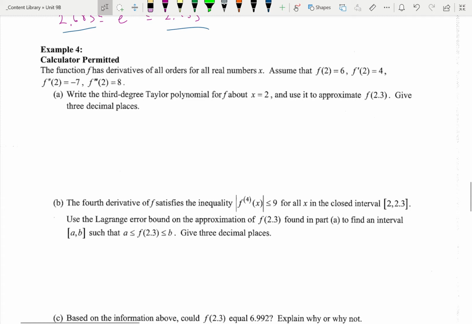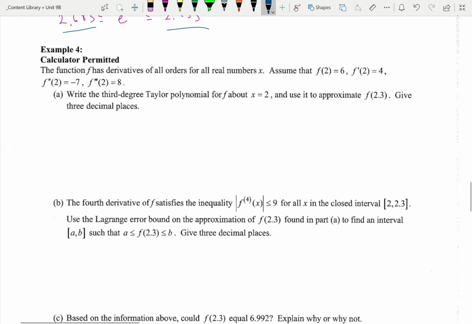Example 4 is a fairly typical sort of question you might see on the AP exam. It gives you a lot of information. In fact, I think it gives you exactly the information you need to answer the questions. Nothing more, nothing less. So it gives you the value of a function at 2, the value of its derivative at 2, second and third derivatives all at x equals 2.